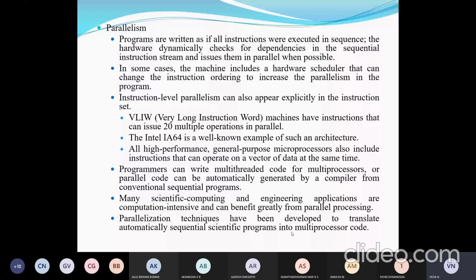So depending on that, looking at the multi-threaded code present for the computer architecture, it can automatically decide. There are many scientific computing and engineering applications where computation-intensive work can benefit, so that it supports parallel processing. Whenever there is parallel processing by any program or application, the compiler has to support that.